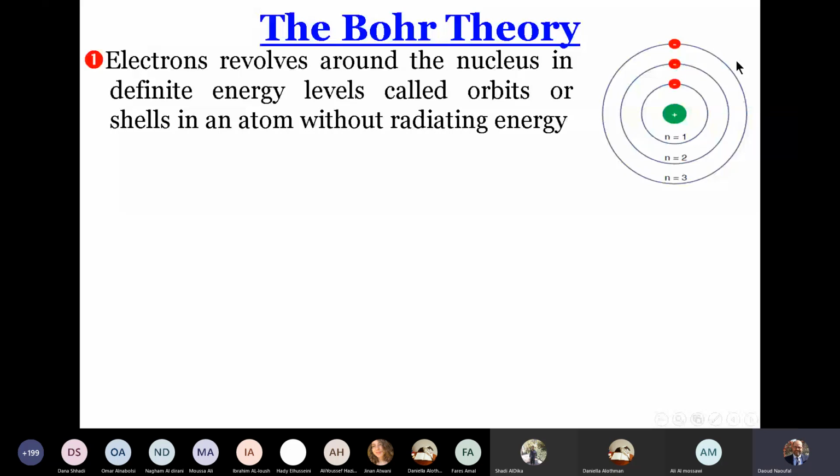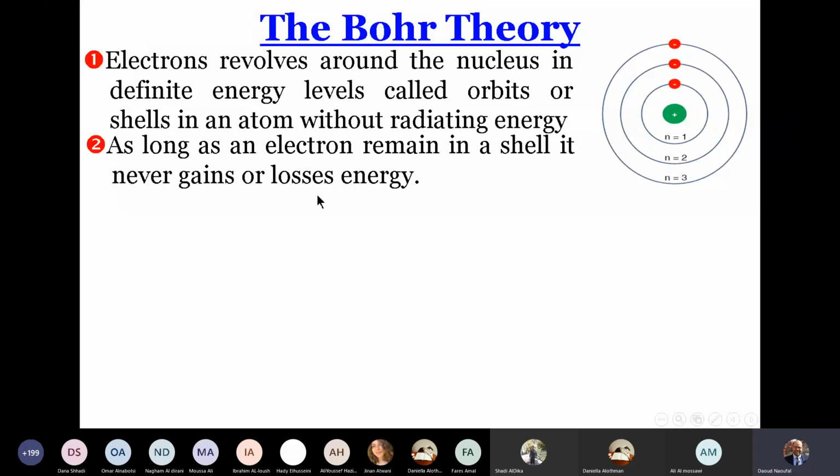As long as an electron remains in a shell, it never gains or loses energy. The electron can pass from one level to another, for example from level 1 to level 2, or the electron can return from 2 to 1. So the electron can jump from one orbit to another, but when the electron is on a known orbit, it does not gain or lose energy.